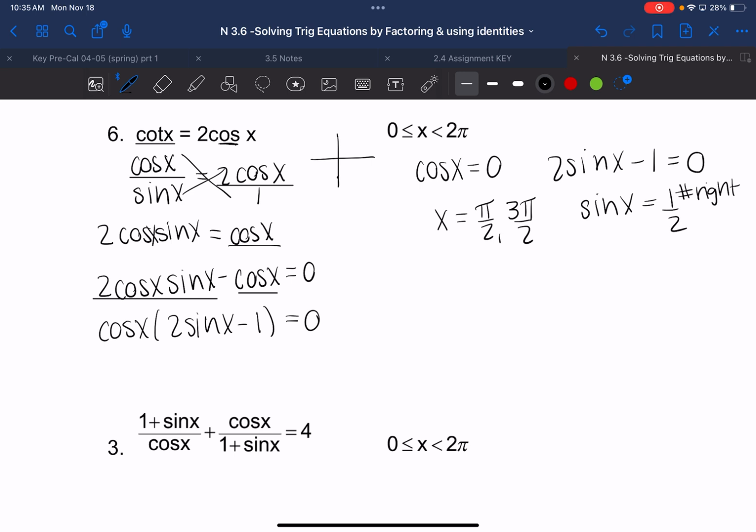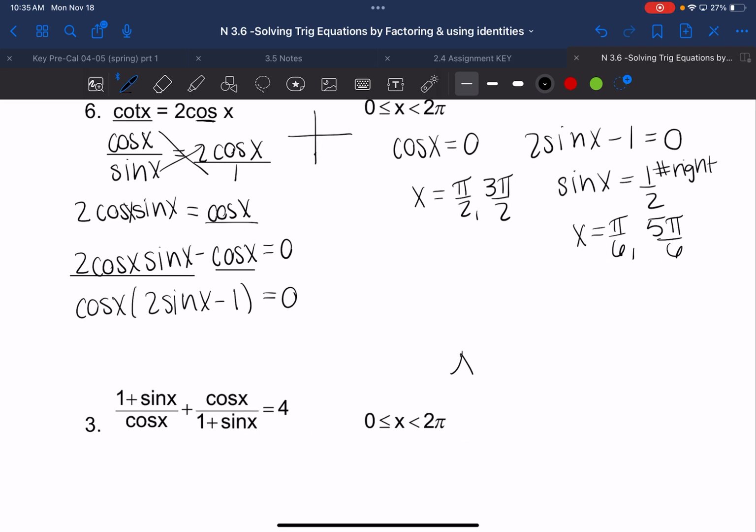Very good. And I am apparently looking for where it's positive, right? Because that's a positive 1/2. So it is positive in quadrant 1, so pi over 6. And then I need a multiple of that where sine is positive again, which is in quadrant 2. 5 pi over 6. Very good. So my answers would be, smallest is pi over 6, right? Then pi halves, then 5 pi over 6, and 3 pi halves.